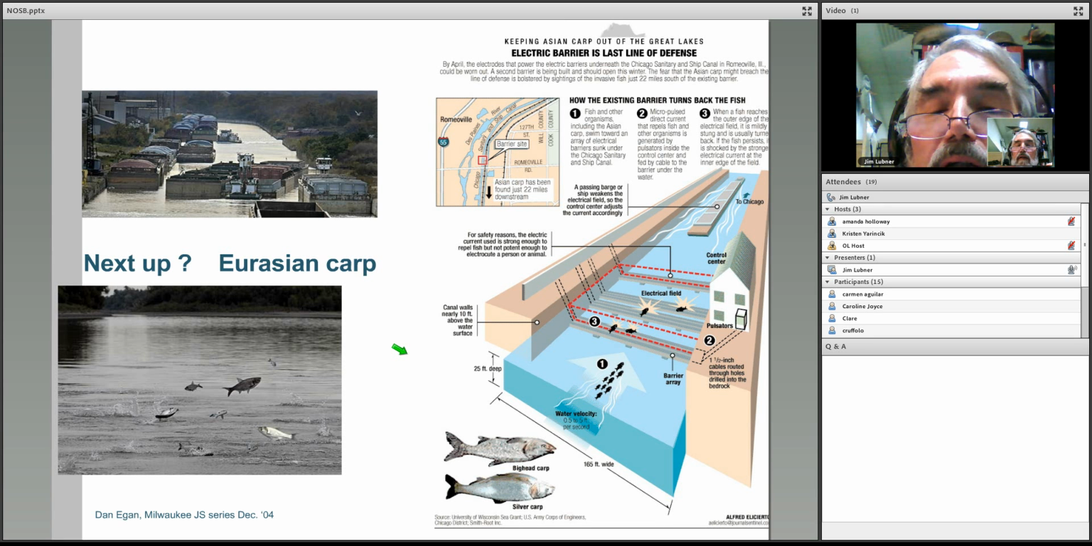Now, the Mississippi drainage basin historically was separate from the Great Lakes drainage basin. And so historically, fish moving up the Mississippi drainage basin would not have been able to transit into the Great Lakes. But one of the canals that we built was in the Chicago area.